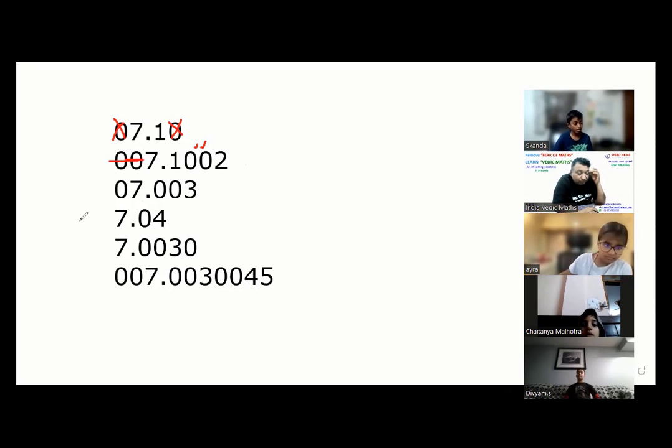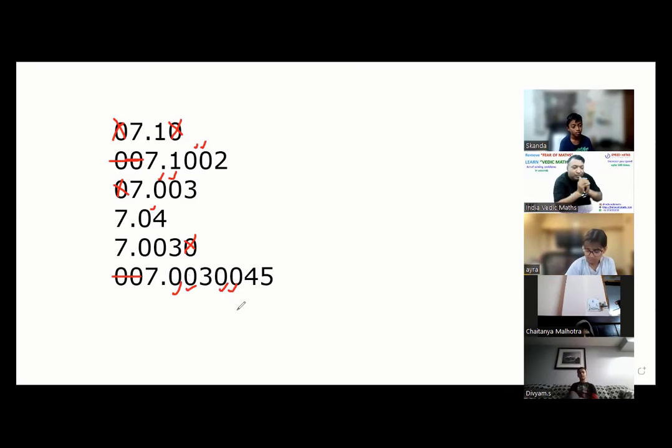Chaitanya, next number. Which zeros are not useful? Sir, the 0 before 7. This is not useful. These are good, right? Next question, 7.04. Everything is good, right? Divyam, 7.0030. Which zeros are not useful? The zero at the end. Correct? And Panash, the last number, which zeros are not useful? The zeros before 7 and the ones after. All the other ones are useful because there is a 3 after them, and a 4 and a 5 after these. So is everybody clear which zero is useful or not?